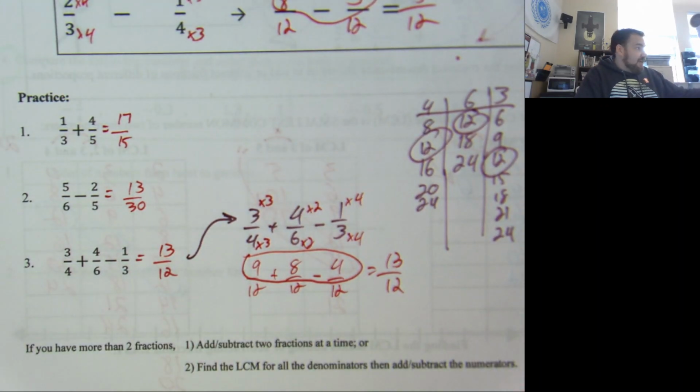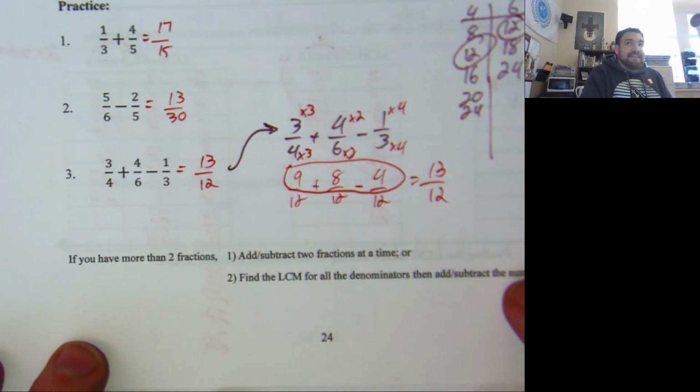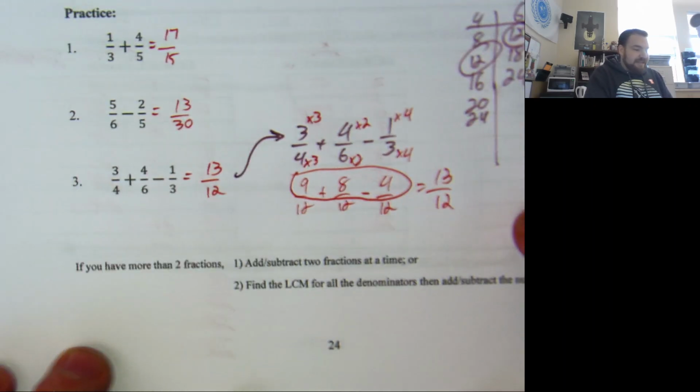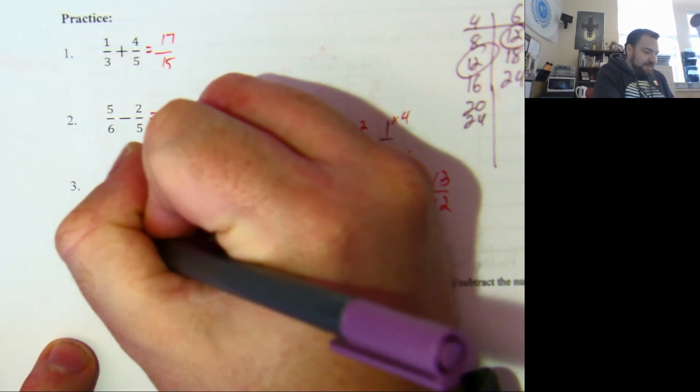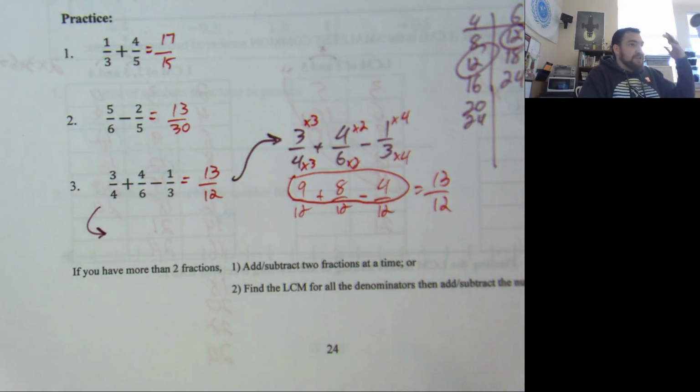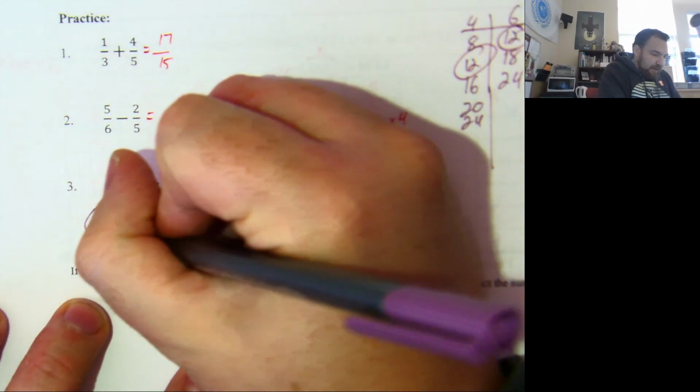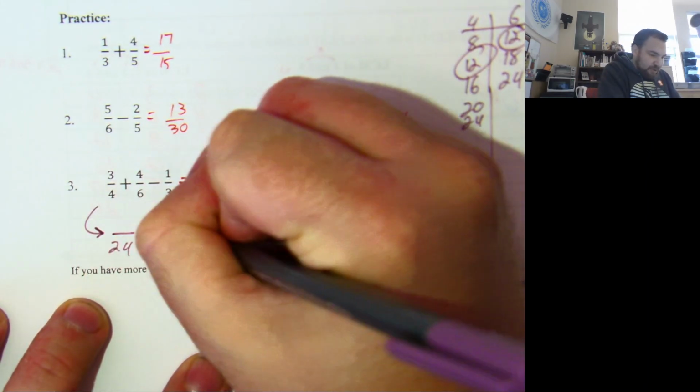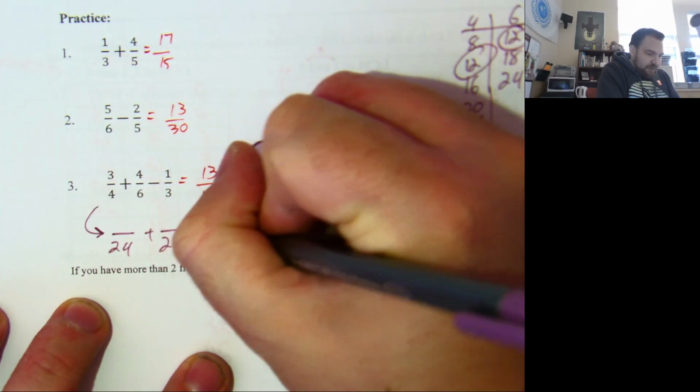I want to demonstrate now what Harsh and Hassan did, because they did it slightly differently. They didn't like my chart. They did it this way. They said, you know what, forget this business. 4, 6, and 3 all go into 24. So let's do 24, because that's the first thing that pops into our head. Let's do it. Over 24 plus over 24 minus over 24.